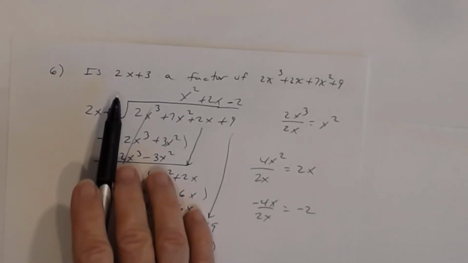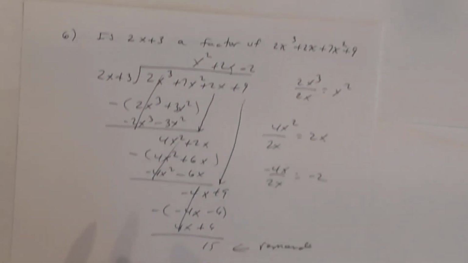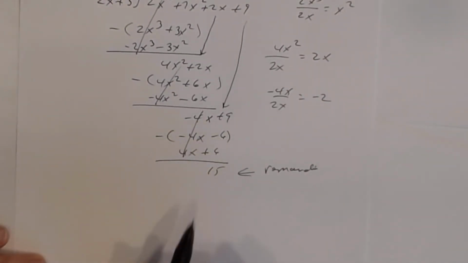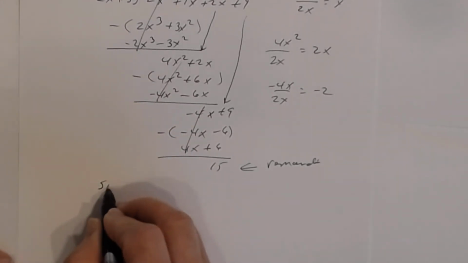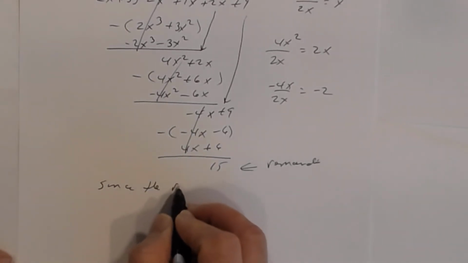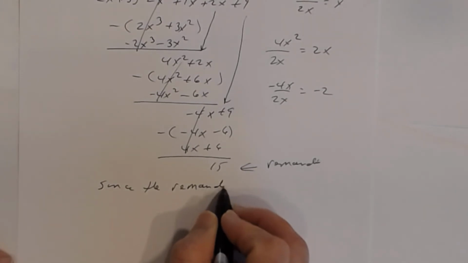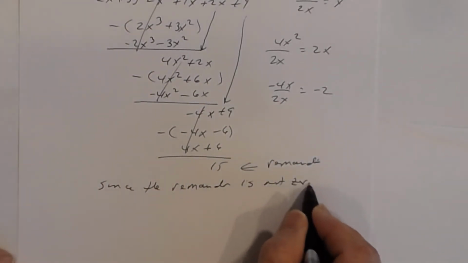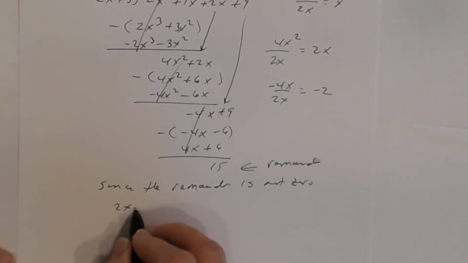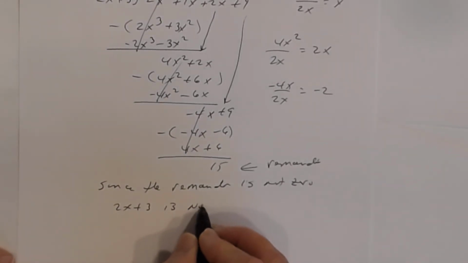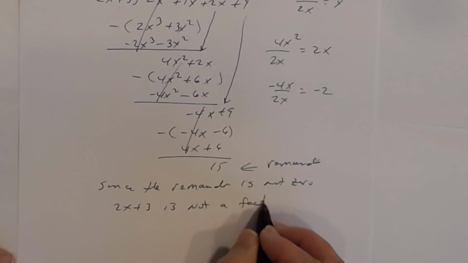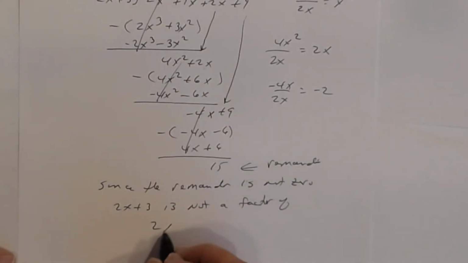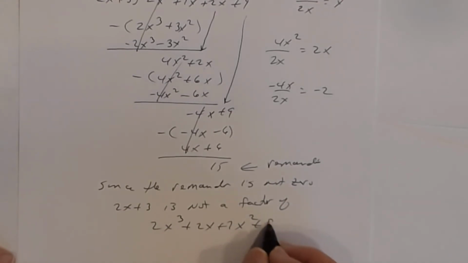So question, is this a factor of this? The answer is no, because the remainder is not 0. And you've got to explain, so you can explain like this: since the remainder is not 0, 2x plus 3 is not a factor of 2x cubed plus 2x plus 7x squared plus 9.